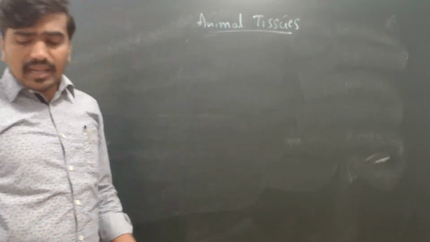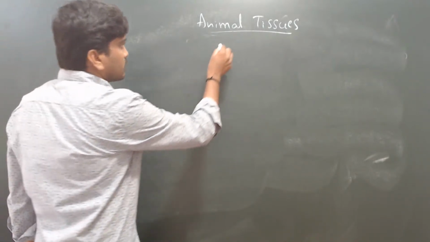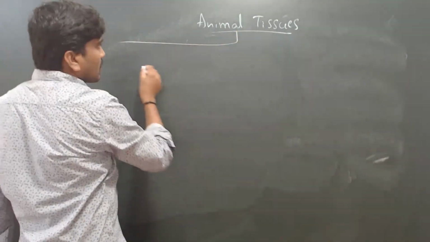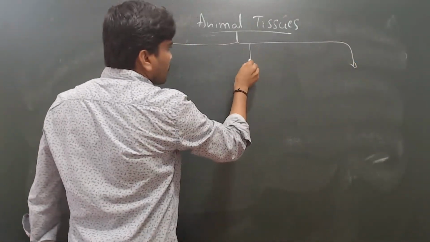See here, animal tissues are mainly of four types. How many types of animal tissues are there here? Four types.